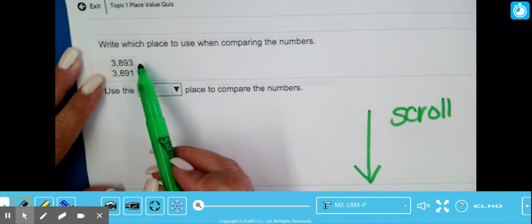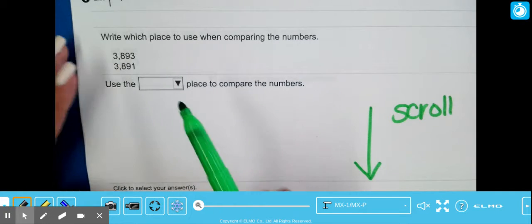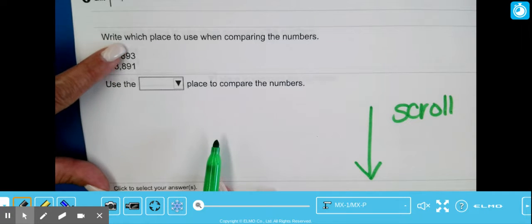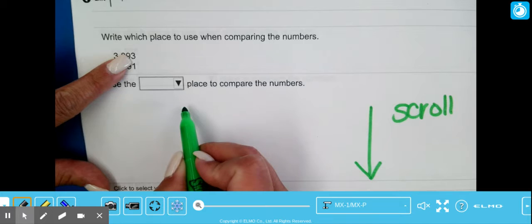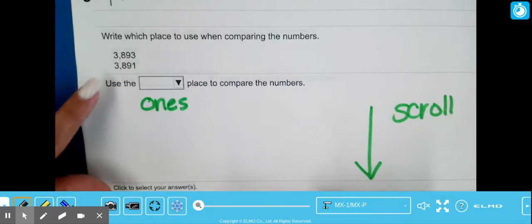Okay, so here's an example question. Write which place to use when comparing the numbers. So we know when comparing numbers, we always want to start all the way to the left. There's 2 3s, 2 8s, 2 9s, up. So now we have to look in the ones place. They're not even asking us to compare them. They're just asking which place we would use, and our answer would be the ones place, right?